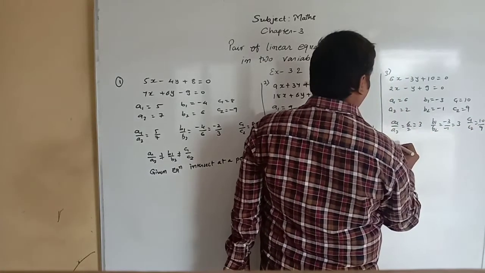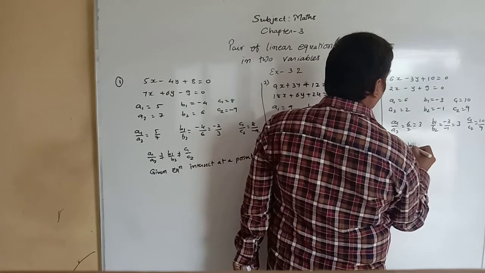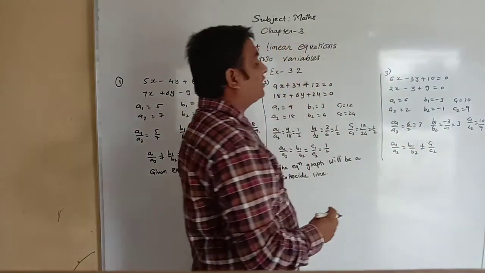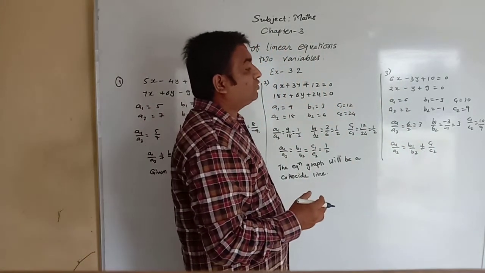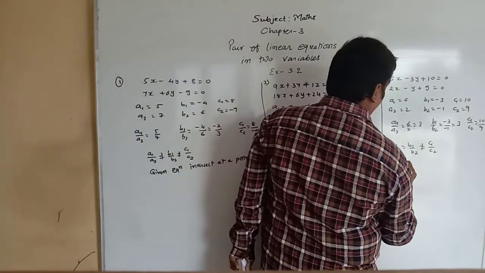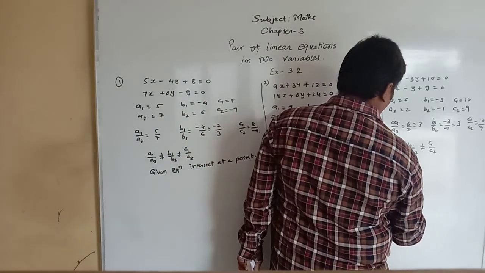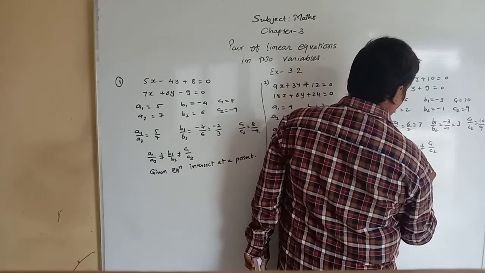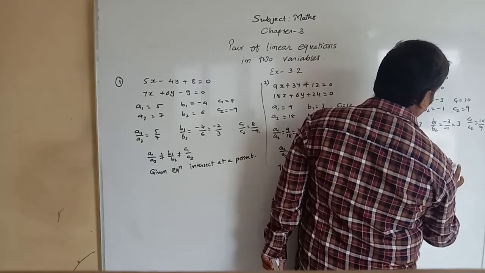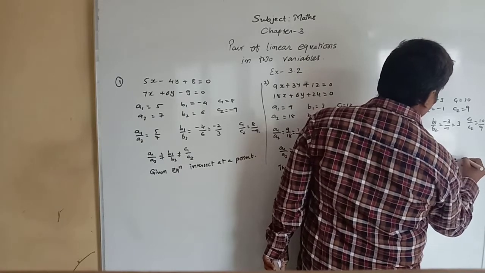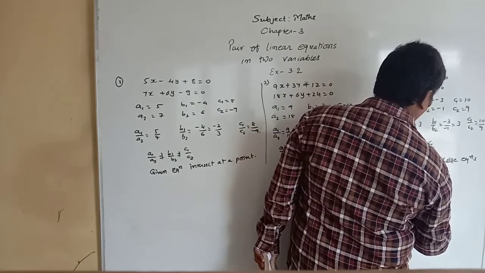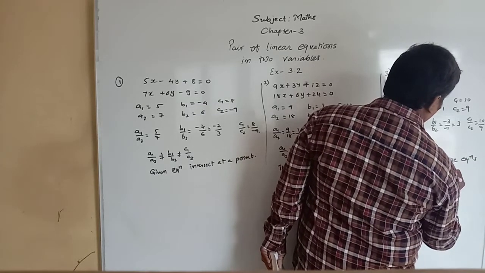So we can see that a1 by a2 equals b1 by b2, which is not equal to c1 by c2. So these conditions give us that there is no solution, meaning the lines will not intersect, and so the graph of these equations is parallel lines.